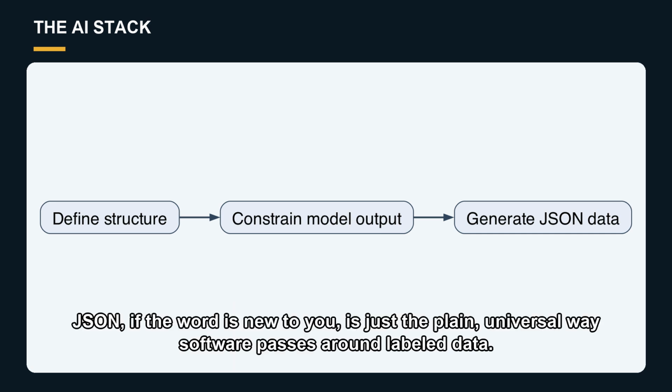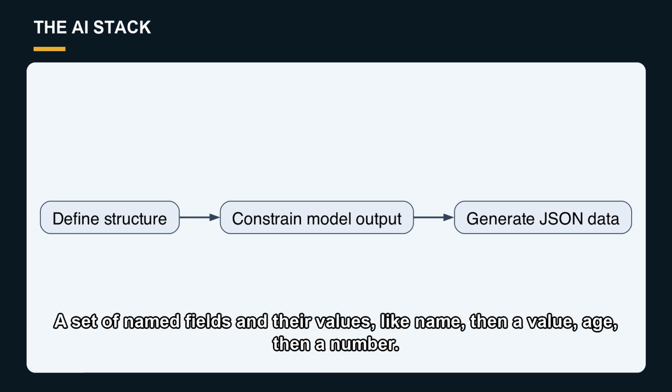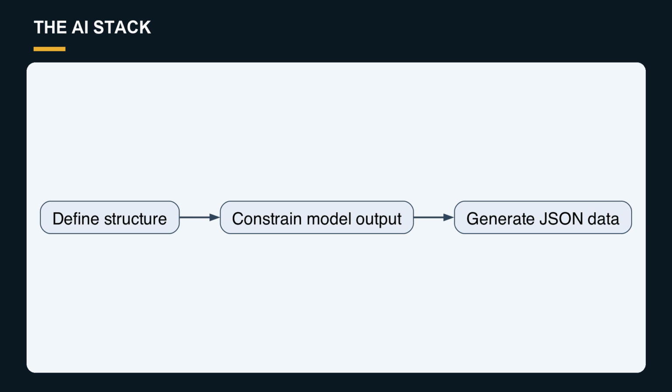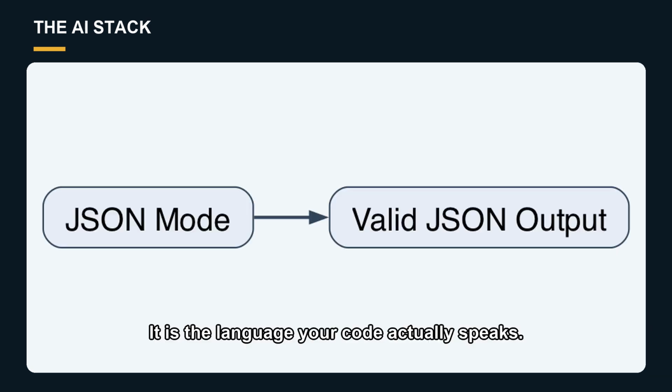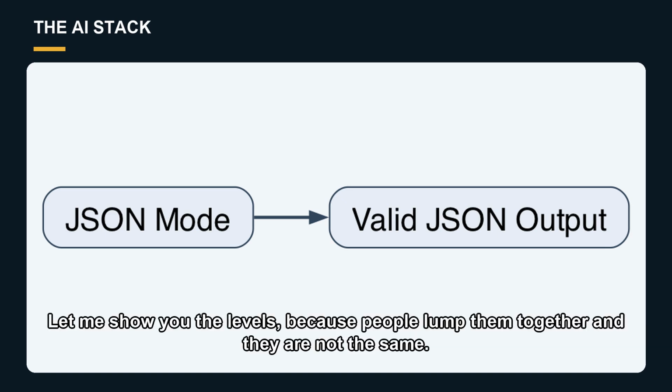JSON, if the word is new to you, is just the plain, universal way software passes around labeled data. A set of named fields and their values, like name, then a value, age, then a number. It is the language your code actually speaks. The job is to make the model speak it perfectly. Let me show you the levels because people lump them together and they are not the same.